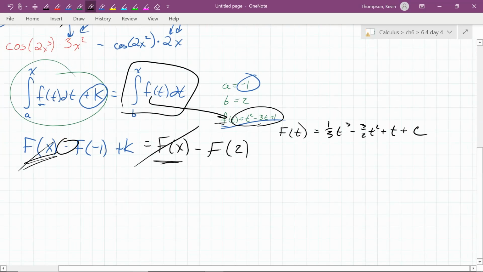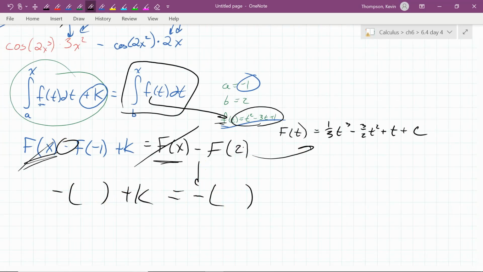Okay, so now substitute in -1 to that. Write that answer plus k. You have this negative here. Substitute in 2 to that. Do you notice that the c's are going to cancel out here again? You're going to get a plus c on both sides. And do you notice then the only thing that you really don't know is k? It's just a rearrangement from there.